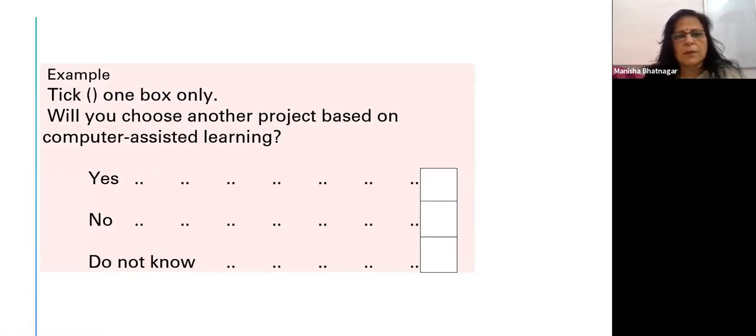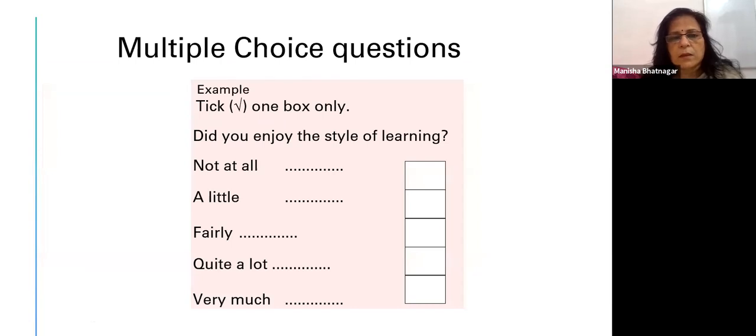This is an example. Will you choose another project based on computer assisted training? Somebody could say yes, somebody could say no, somebody could say I don't know. It depends on whether I need this thing. There could be various reasons. This is an example of multiple choice questions. You must be familiar with this already because in all the competitive examinations you get multiple choice questions.